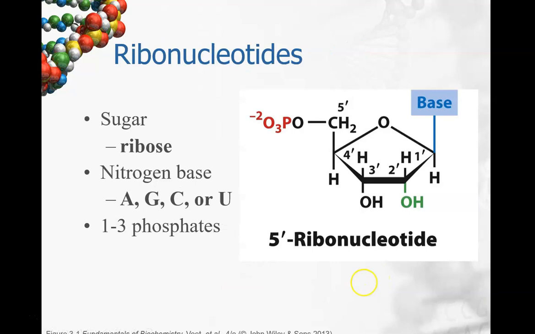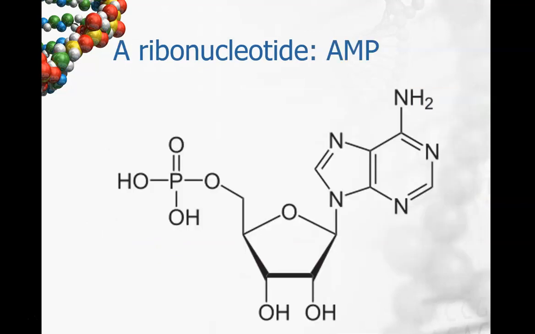A ribonucleotide will take our base and our sugar, and at the 5 prime carbon, we'll do a condensation reaction and we can attach a phosphate. So this is a ribonucleotide. So again, we have a sugar, a nitrogen base, and anywhere from 1 to 3 phosphates. So this is a ribonucleotide, or AMP. So we have adenine, ribose, and then we have 1 phosphate.